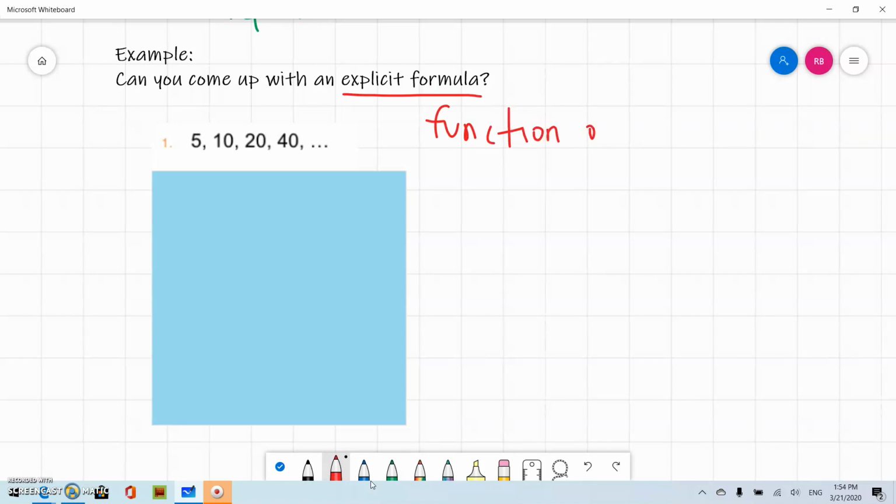When n is, I guess, the nth number, so this is n of 1, n of 2, and 3, and 4. Okay, so we write it as a of n, which is the nth term of this sequence.